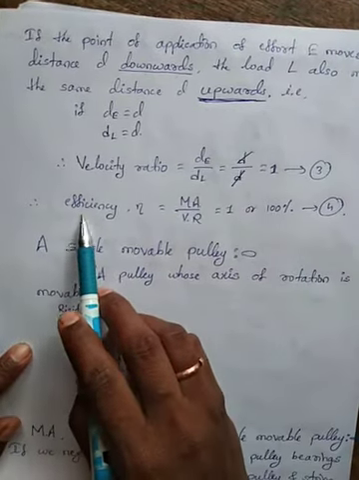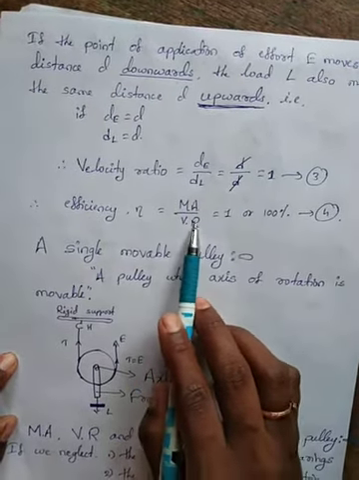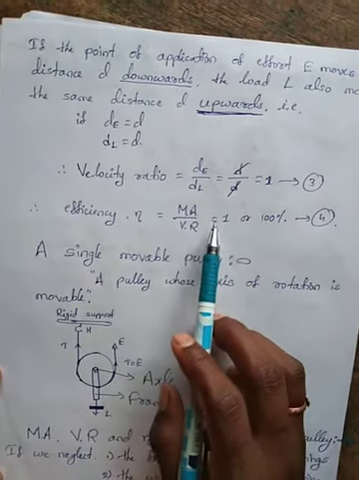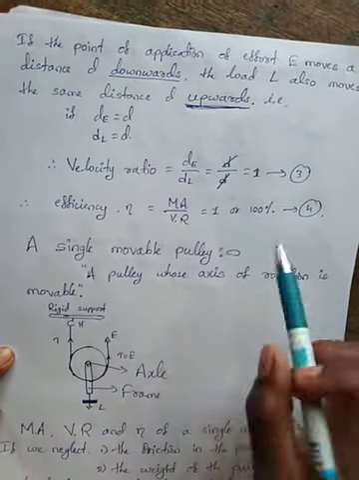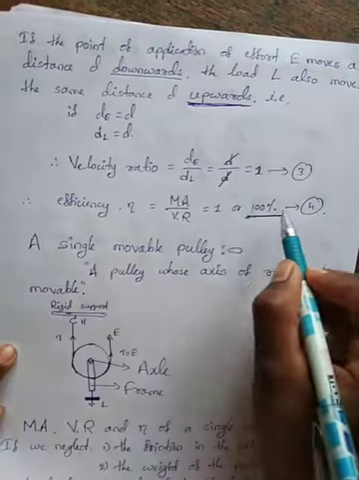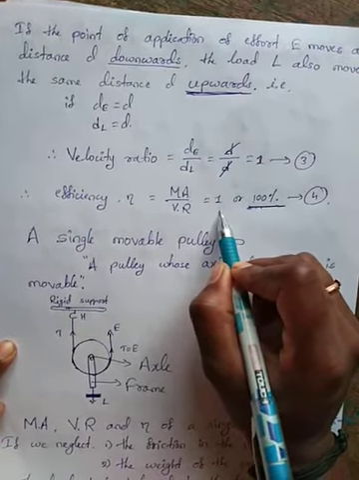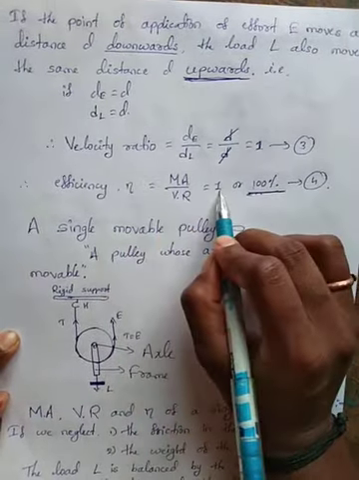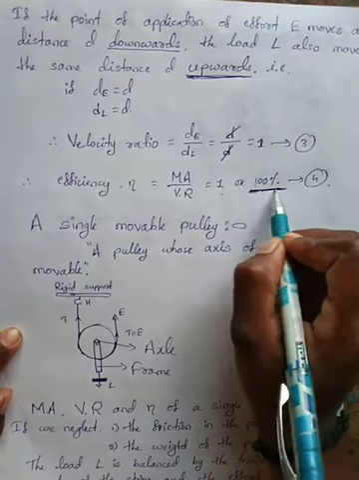And we already discussed the efficiency formula. Efficiency, eta, is equal to mechanical advantage divided by velocity ratio. Mechanical advantage is 1 and velocity ratio is 1, so that is equal to 1, or 100%. We can take efficiency in terms of percentage. If the mechanical advantage is 1 and the velocity ratio is 1, then we get an efficiency of 1, or in terms of percentage, 100%.